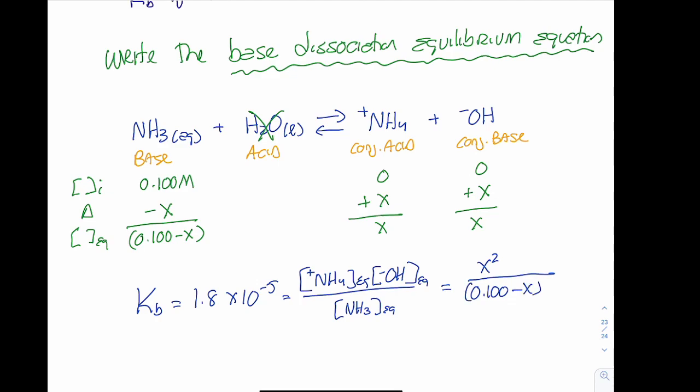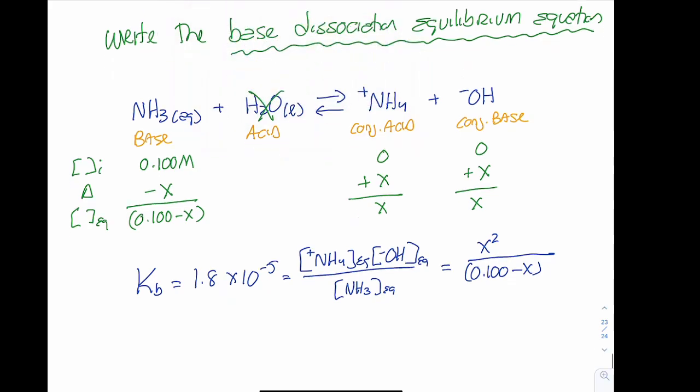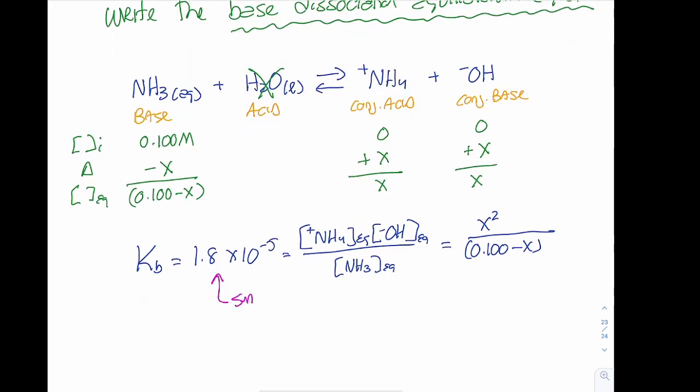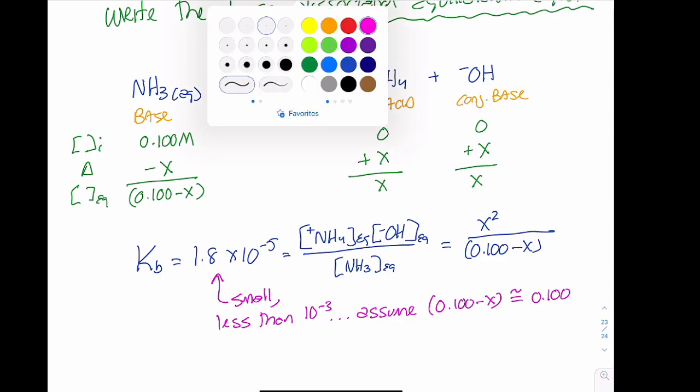And then our Kb is small, right? It is less than 10 to the negative third, so we can use that assumption. We're going to assume that 0.100 minus x is about equal to 0.100. This is, of course, more accurate the more concentrated your base is initially, but usually it will work for us, right? We could do that little test if we're unsure.